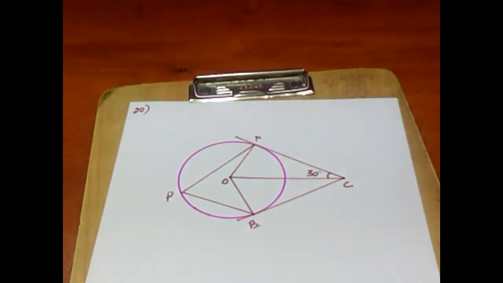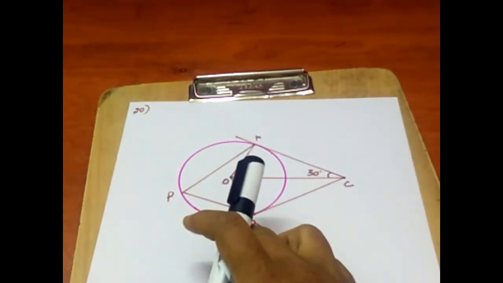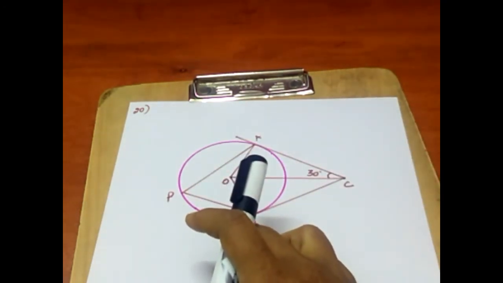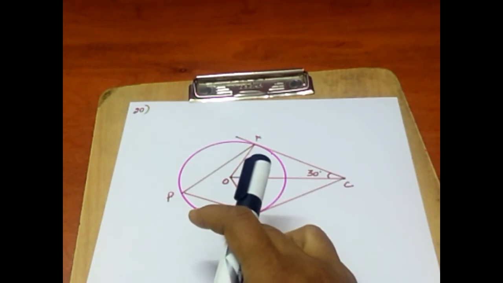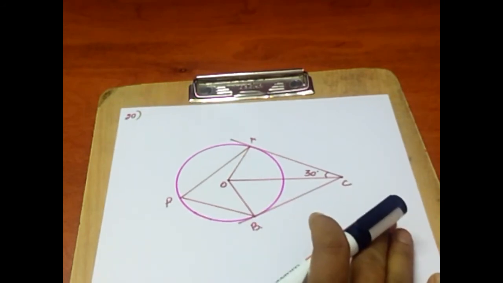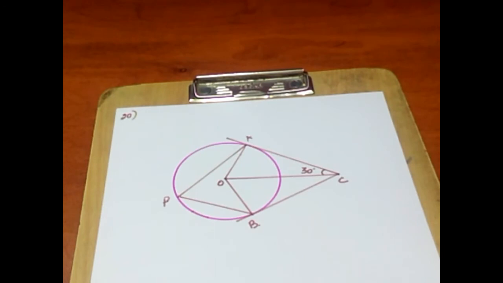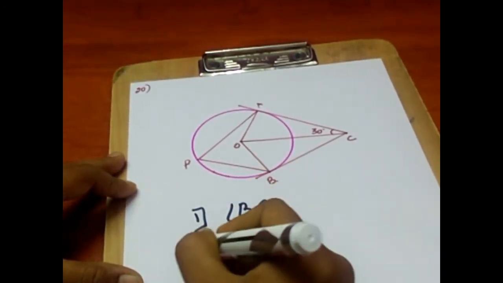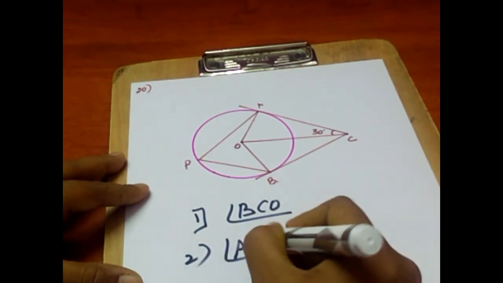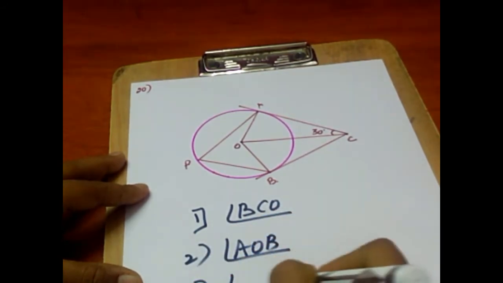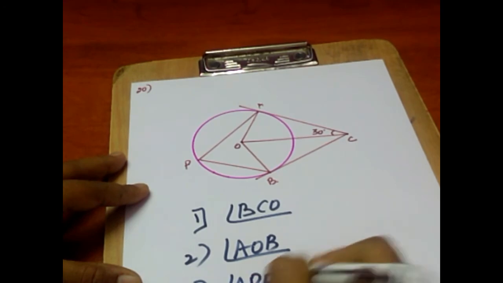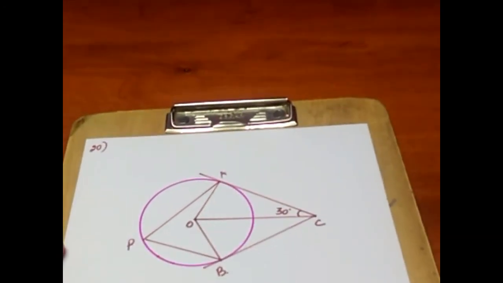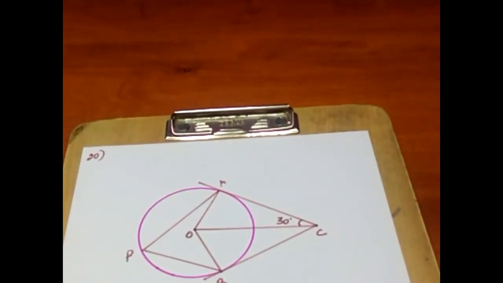In the given figure, O is the center of the circle and tangents at A and B meet at C. If angle ACO is equal to 30 degrees, point number 1 is angle BCO, point number 2 is angle AOB, point number 3 is angle APB. So this problem, I am going to give you the complete explanation. You need to write the solution by yourself, children. So kindly observe the diagram carefully.